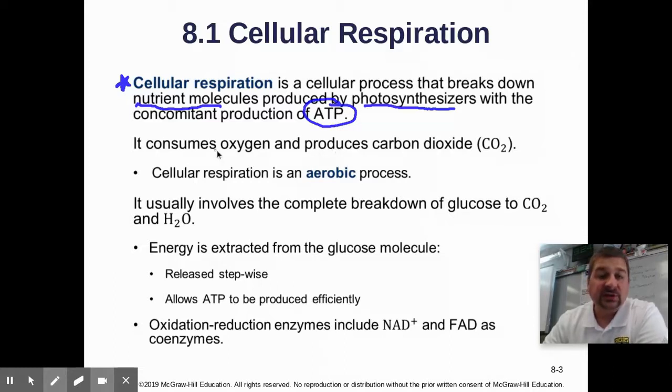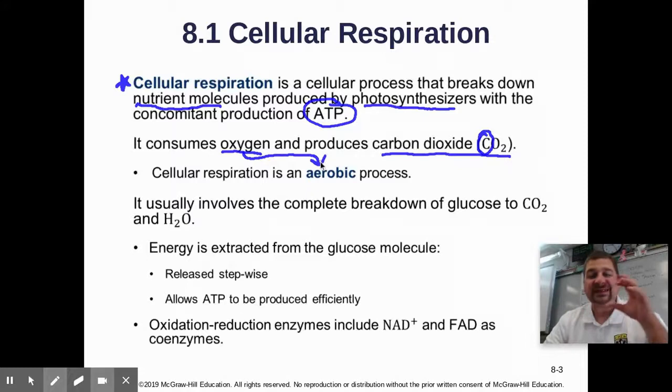Cellular respiration consumes oxygen, okay, and it gives off CO2. The carbon from those organic molecules is going to be given off in the form of carbon dioxide. Because it needs oxygen, we say to do complete cellular respiration, a breakdown of a glucose, it's going to be aerobic. You must have oxygen.